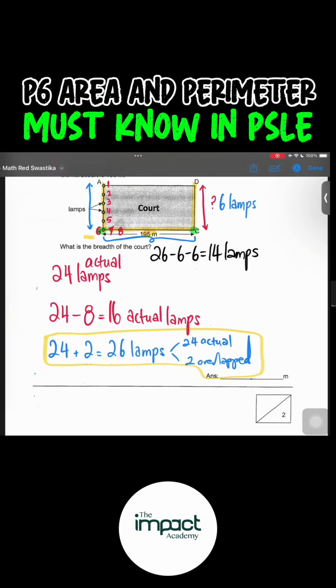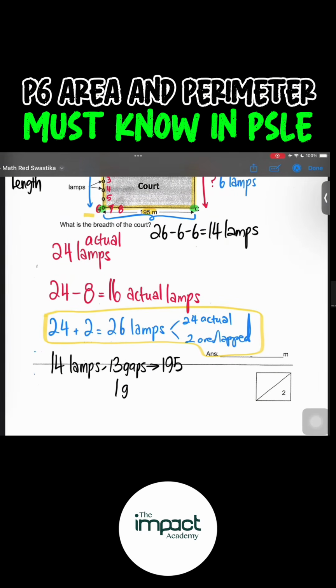If you're wondering, 14 lamps, why do you need that 14 lamps? Because we can see that the 195 only exists in the length. My job now is to make sure I say that 14 lamps will have how many gaps? 13 gaps. 13 gaps, I will get 195. Am I making sense? Right? So therefore, one gap in this scenario, what is one gap? One gap in this scenario, as you can see, is going to be 195 divided by 13, we get to 15. Am I making sense?